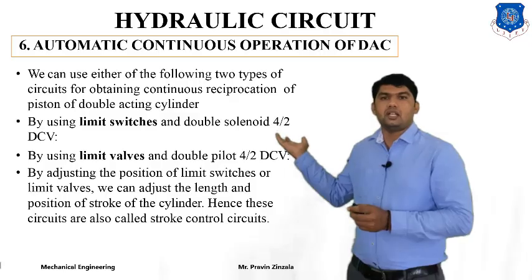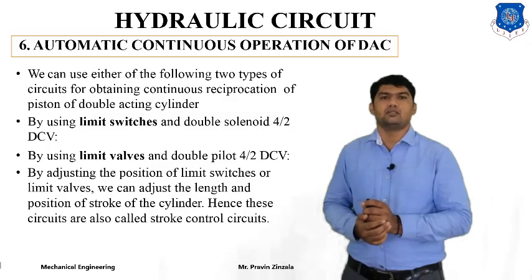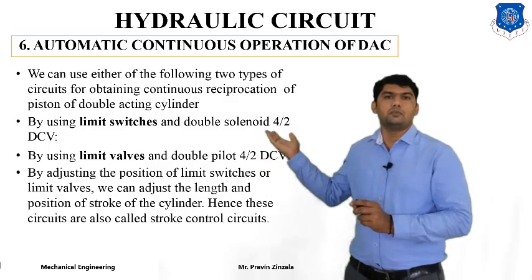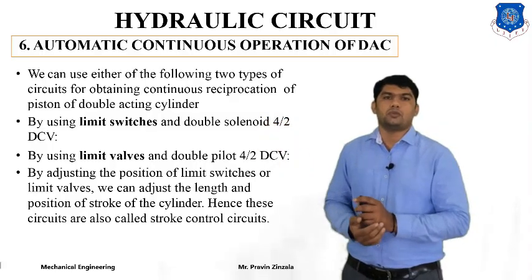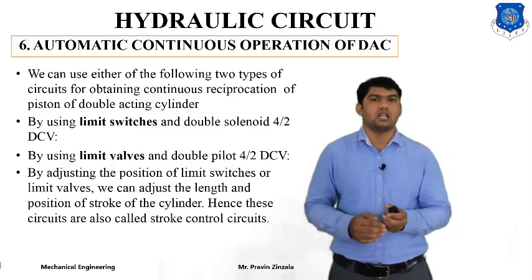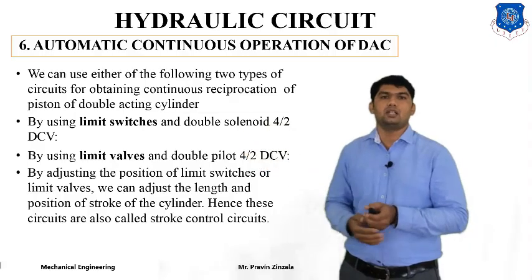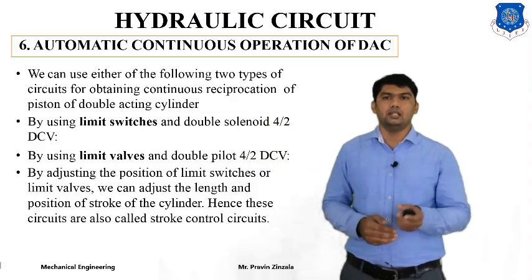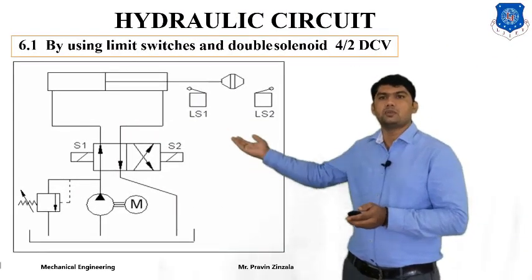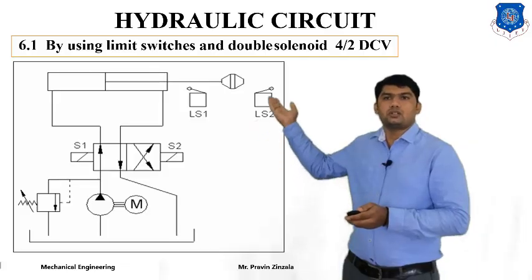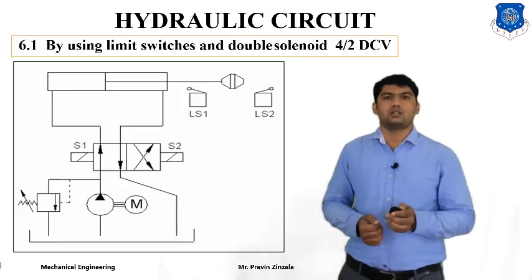Automatic operation can be performed by utilizing different limiting switches and limiting valves or by combinations of different direction control valves. So in the automatic continuous operation circuit, we will discuss which type of valve is used for continuous operation, like different types of limiting valve and limiting switch. Let's take one example of automatic continuous operation. The first example is automatic continuous operation using limiting switches and a double solenoid 4x2 direction control valve.